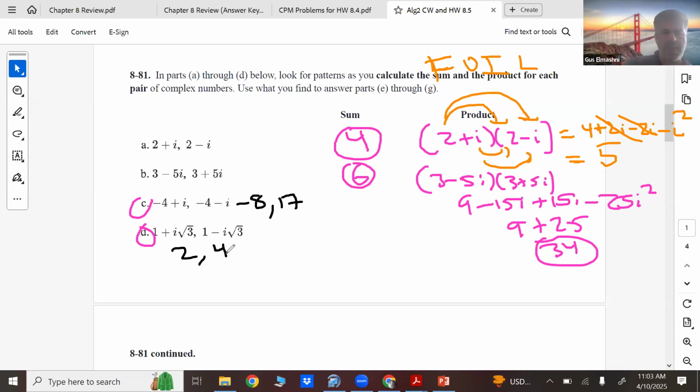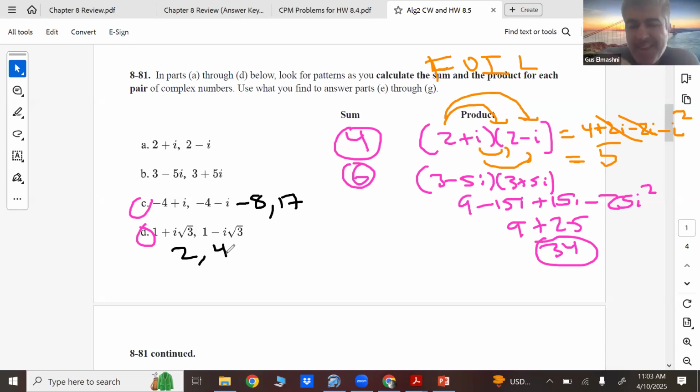Okay. I think I got it. Okay, what do you guys get for C? Okay, take your time. If you multiply it out, what's -4 times -4, guys? 16. And how about negative i and i? Negative i squared, which is 1. Good. So you get 17. Correct. -8 and 17.